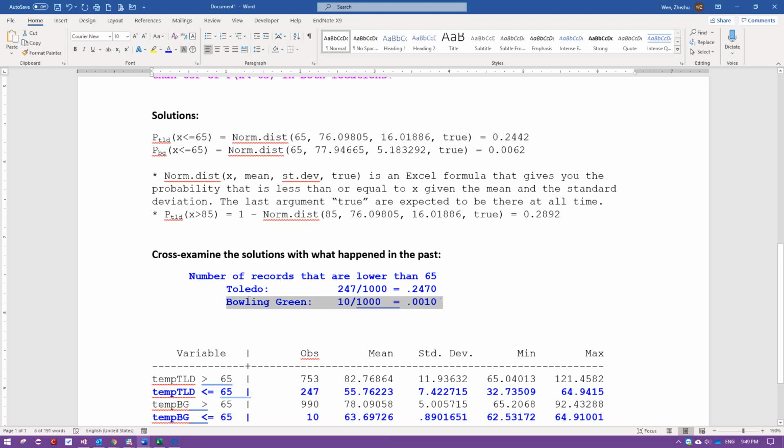The same thing with the Bowling Green, although in this case it's 0.1%, in this case it's 0.6%. Again, the difference is less than 1%. Therefore, I think this result is acceptable.